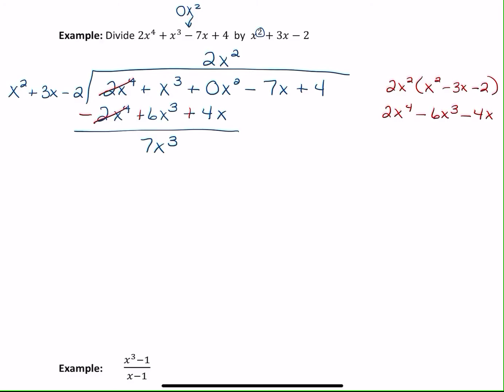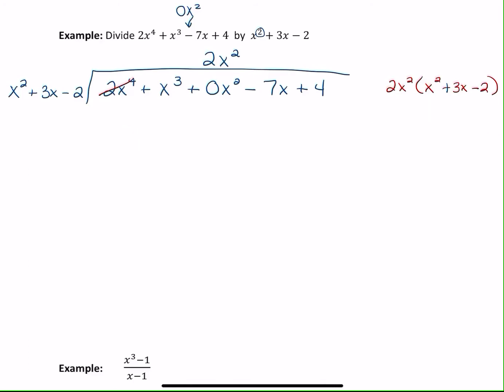Oh, I messed a sign up here, so I should have a plus here. Let me go back real fast and change that. So this is kind of what I was talking about. It's really easy to miss a sign. I had x squared minus 3x, and it should be x squared plus 3x. So that's going to give me 2x to the fourth plus 6x cubed minus 4x squared. So I still have the 2x to the fourth, but I have a plus 6x cubed minus 4x squared.